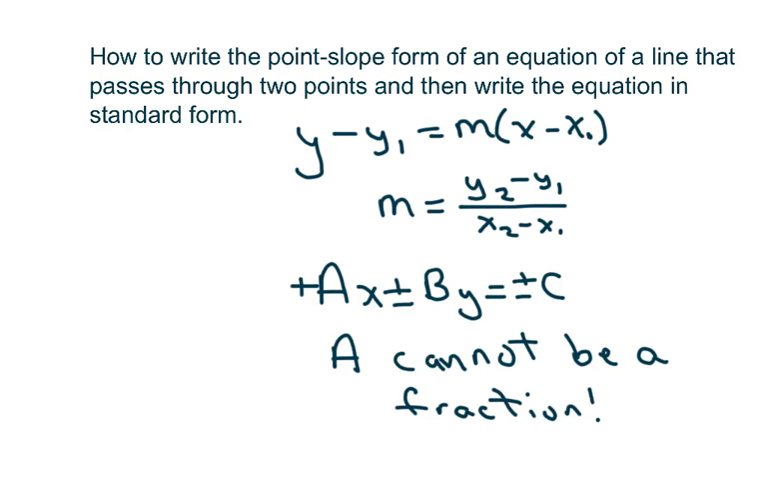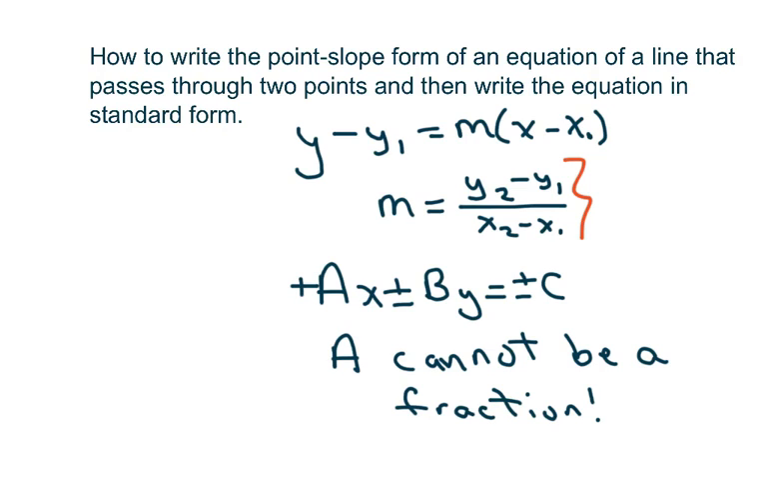Hi everyone, we're going to learn how to write the point-slope form of an equation of a line that passes through 2 points, and then write the equation in standard form. We're doing exactly the same thing we did in the previous video. The only thing is we have to do an extra step, and we have to find the slope, which we already learned how to do in the 2 videos prior to this one.